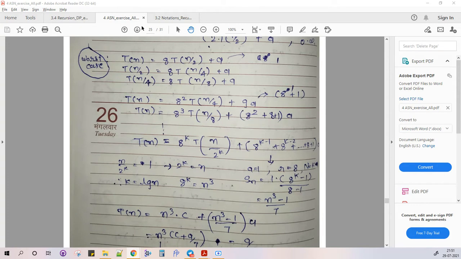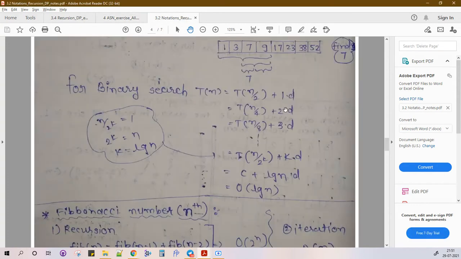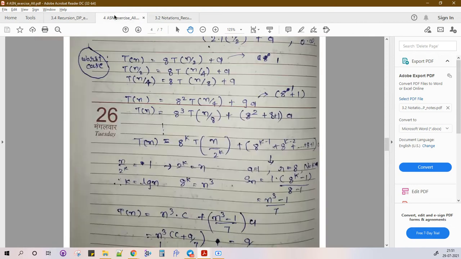And there is no meaning to write 1 plus 1 plus 1 here, right? Because we can directly say it is just the multiplication of whatever step we are on. If it is the third step, it is 3d. If it is the kth step, it's kd. Correct. But here it would make no sense.